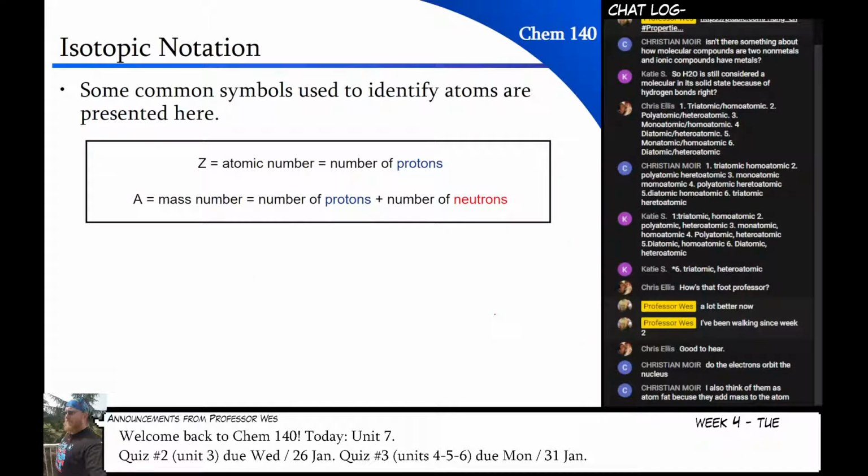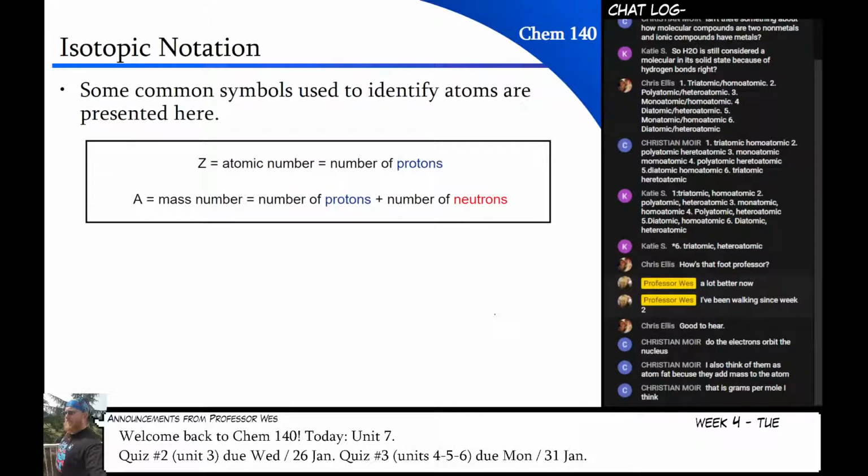So let's put together all of the information that we've learned and create a symbology that gives you information about an atom without having to draw a picture of the atom itself. Yeah, it is grams per mole. There is another use for it, which is going to be more practical to us right now, but grams per mole is going to help us a lot more way later. Unit 12, I think, is when we'll start grams per mole.